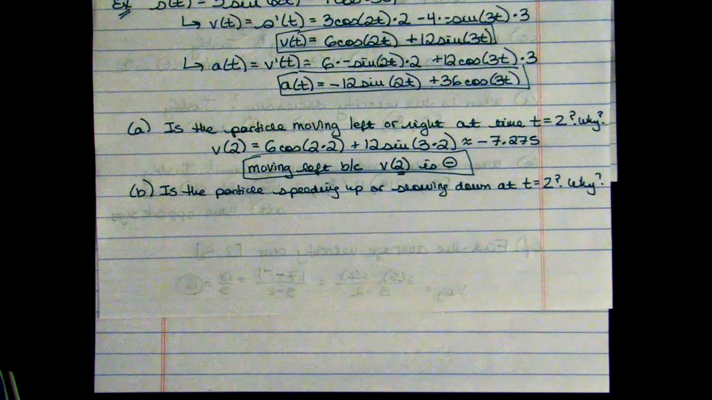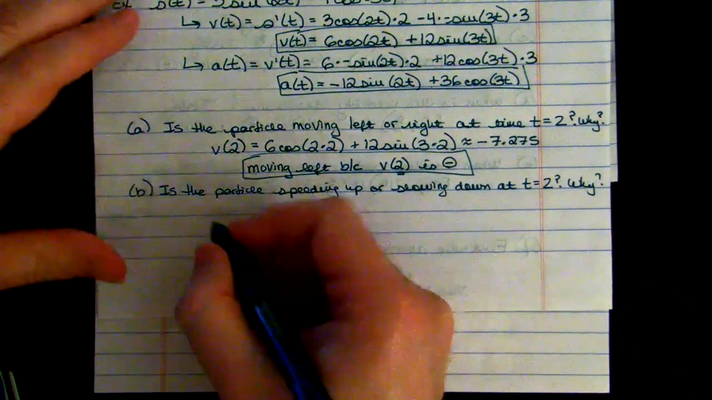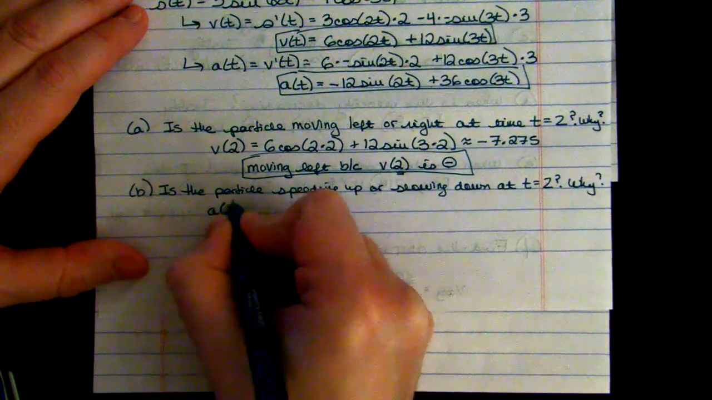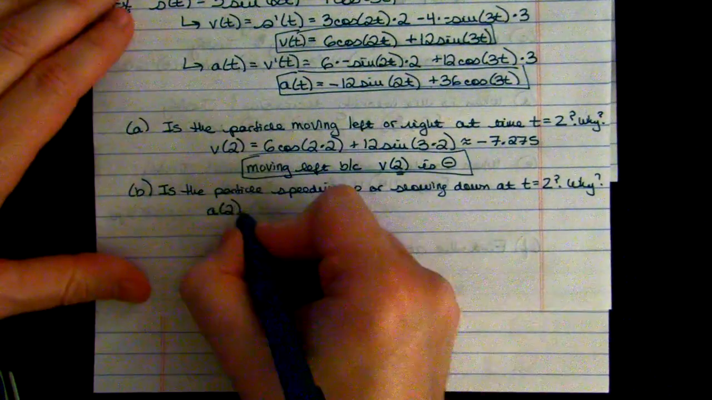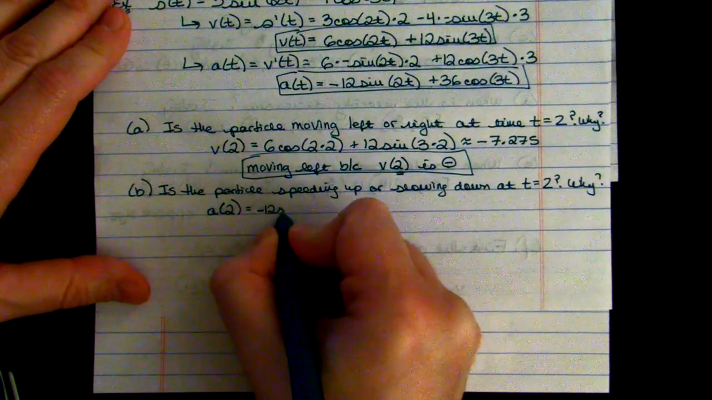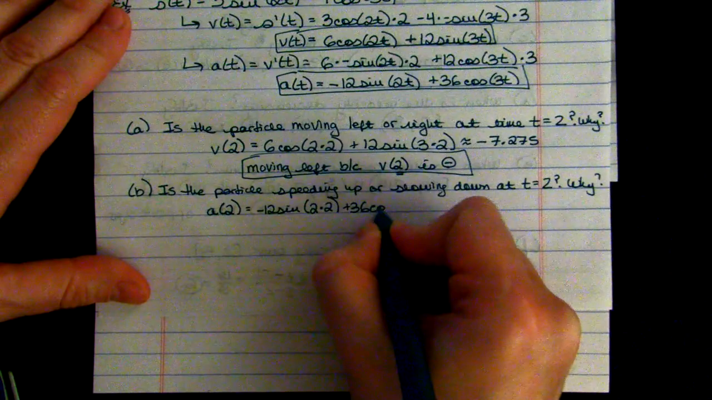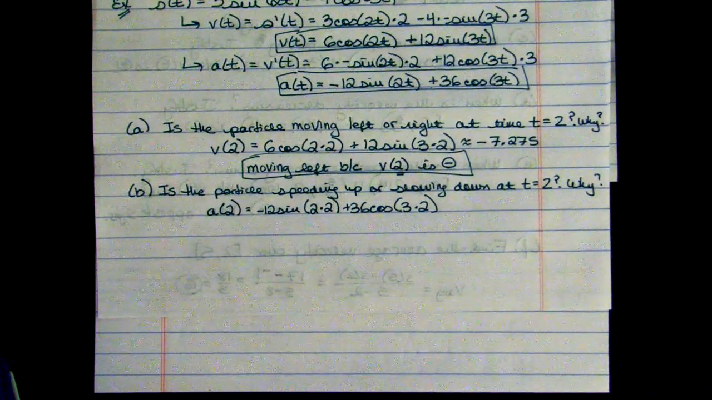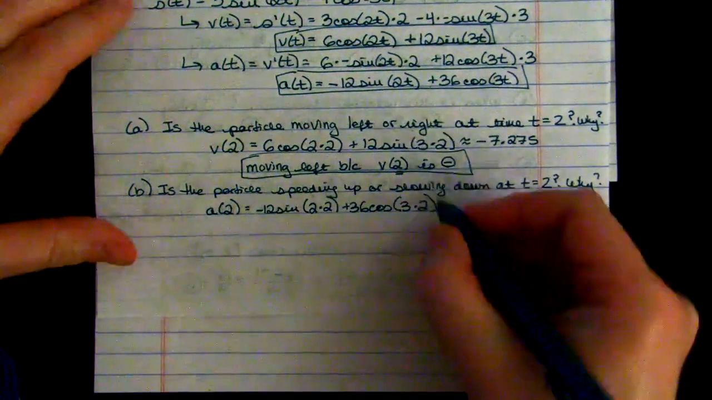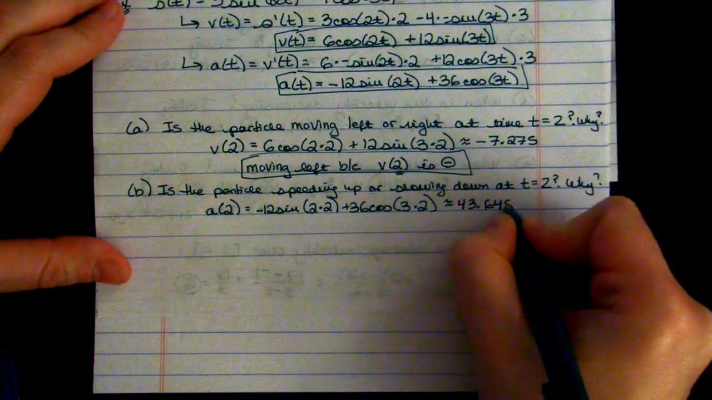Speeding up or slowing down means looking at the velocity and the acceleration to see if they have the same sign or different signs. Well, I already know my velocity at time 2 is negative, so let's go find our acceleration at time 2. You go do that. What's the acceleration at time 2? Let's see, this is negative 12 sine 2 times 2 plus 36 cosine 3 times 2. Okay, so negative 12 sine 4 plus 36 cosine 6 should give us, I believe, 43.648.